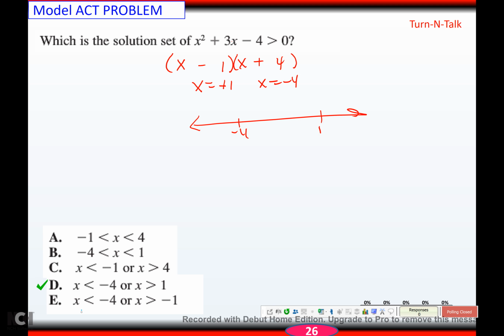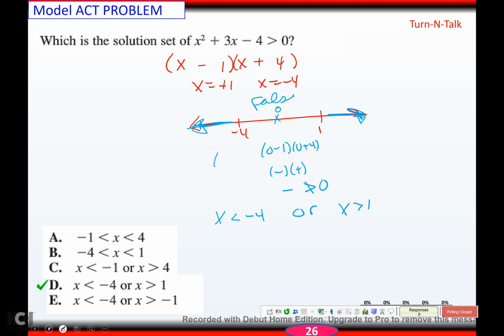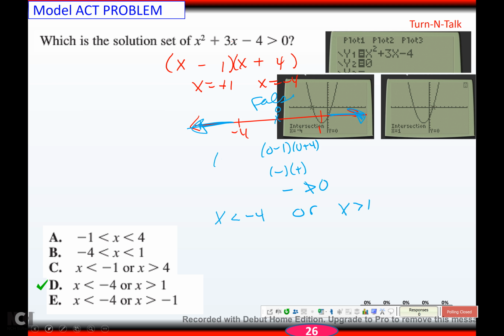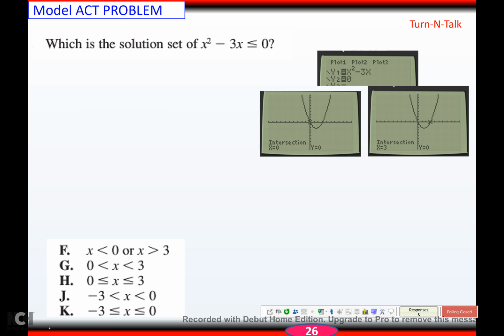Pick a section and test it. I'm going to test 0. So 0 minus 1, 0 plus 4: that's a negative, that's a positive, that's a negative, which is not greater than 0. So this section is false, which means this section is true. And my solution is x is less than negative 4 or x is greater than 1. And you can see they want to know when the parabola is bigger than 0. Well, that's here and here, which corresponds to those x coordinates. All right, try this one, hit pause, come back when you're ready.